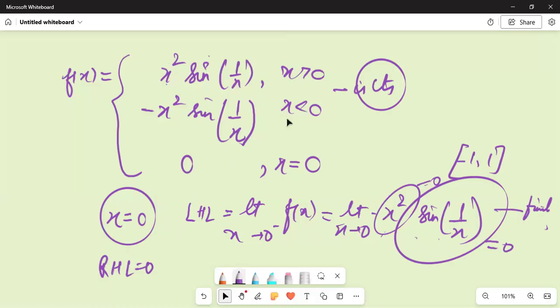For x greater than 0 and less than 0, it was easy because it is a product of two continuous functions. The only point which was to be checked was x equals 0. And of course, it is continuous because we are getting the LHL equal to RHL equals 0, and this is equal to f(0). So f is a continuous function.